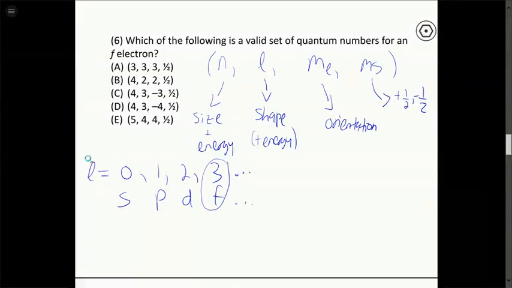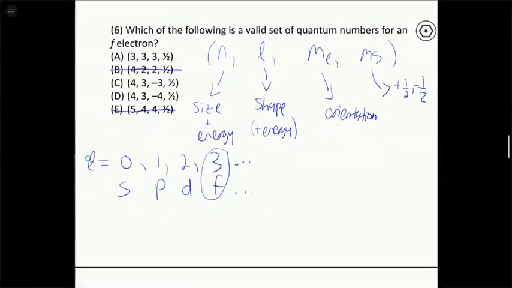So the first thing we can do is cross out any answer choice where the second quantum number L does not equal 3. That gets rid of this one and this one. Both of these have the wrong value of L, so we don't even have to think about the rest of the quantum numbers for those ones. But choices A, C, and D all have the correct value for the second quantum number, so we need to see which of these the other ones work out for.